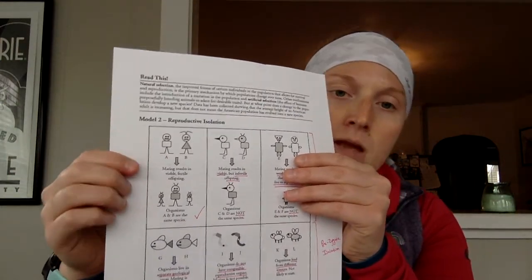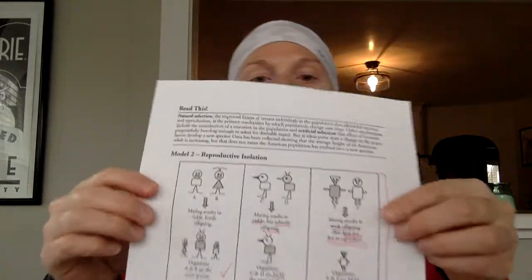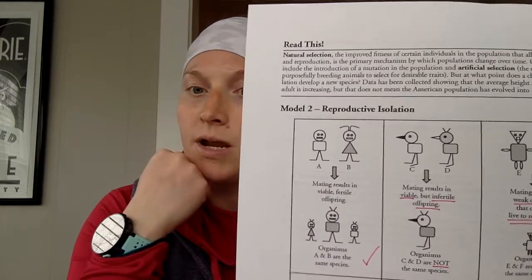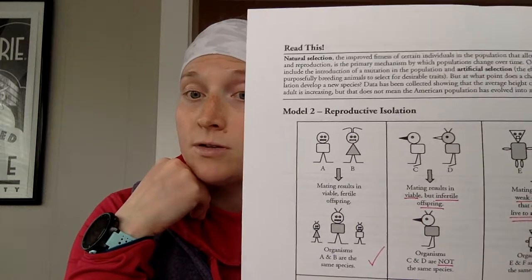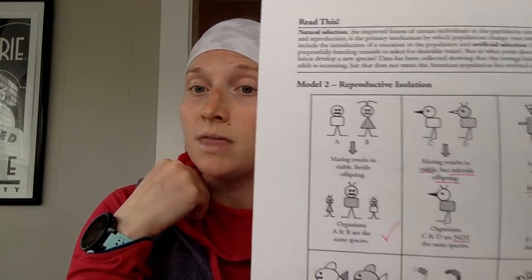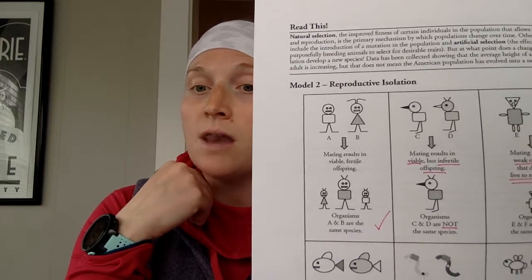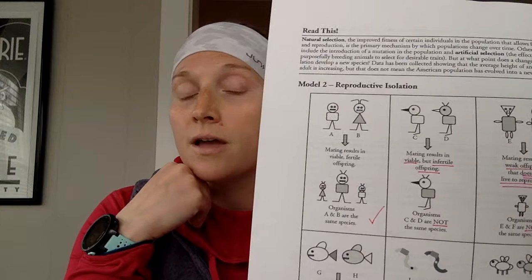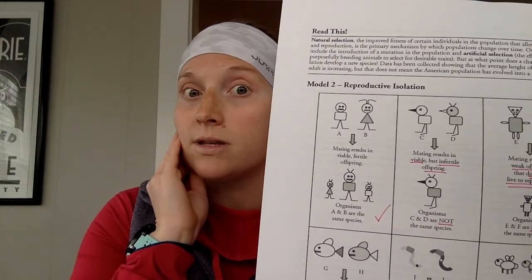Okay. Organisms C and D, mating results in viable but infertile offspring. So it means those organisms can survive to reproductive age, but they are infertile, meaning they're born sterile. In that case, that would not lead to something that is the same species. Think of a mule scenario, in which I actually gave the answer to one of these on the back.